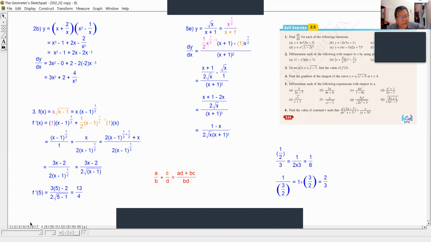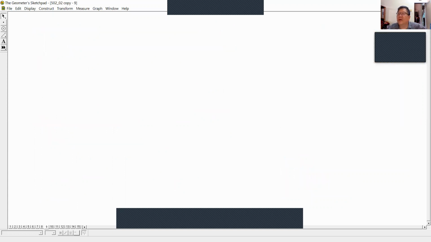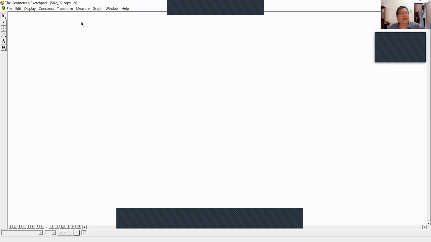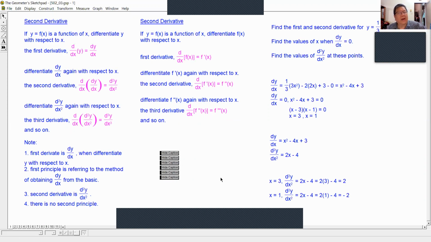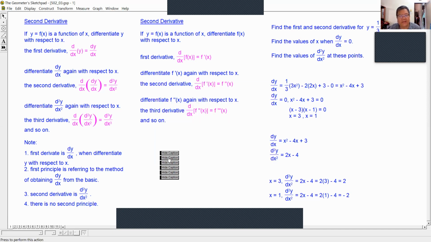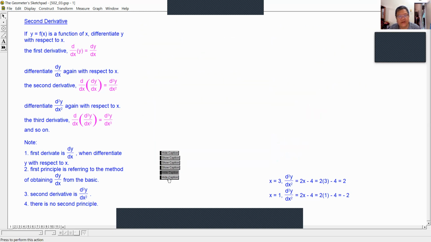Okay. So we come back. No more questions already. Okay. So this is what we learned in the last lesson, right? Okay, so in this lesson, we have finished with all the different types of differentiation. So the next subtopic in chapter 2 is second derivative.